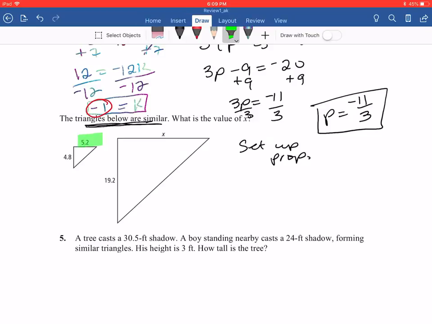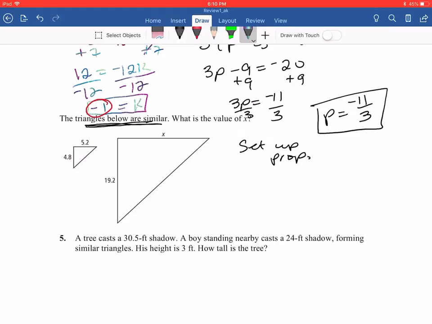So let's talk about the different ways that we can solve this. Because of the angles, I can talk about this angle over that angle. I can also talk about this angle over that angle. And then I have to set it equal to this angle over that angle. Okay, or that side over that side. Those are all different ways to set up proportions.